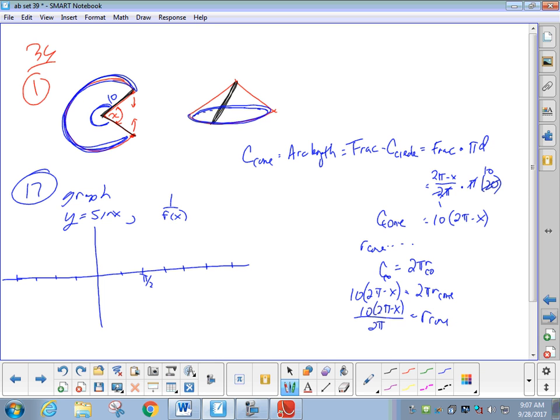Okay? If I graph sine, I know that it does? Oh, shoot. Why did I say graph the calculator? That's not hard. Why can't you graph it by hand?